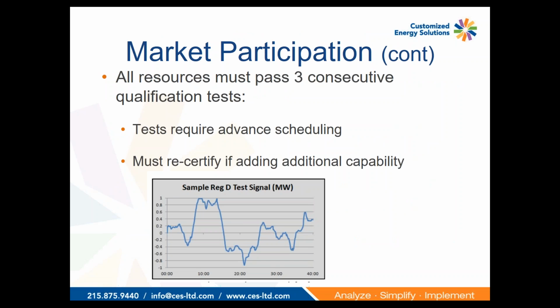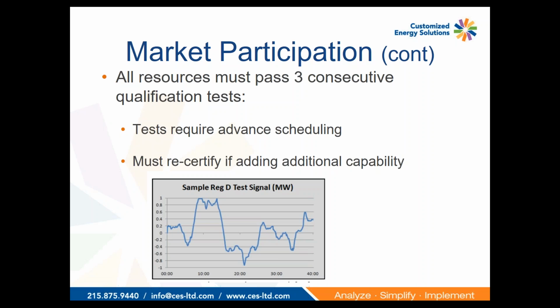Lastly, to be in the regulation markets, each of the ISOs require some sort of qualification. As an example here, PJM specifically requires resources to pass 3 consecutive qualification tests. Those do require advanced scheduling. They do have to be scheduled one day sequentially after each other. So again, it takes a little bit of prior notice.